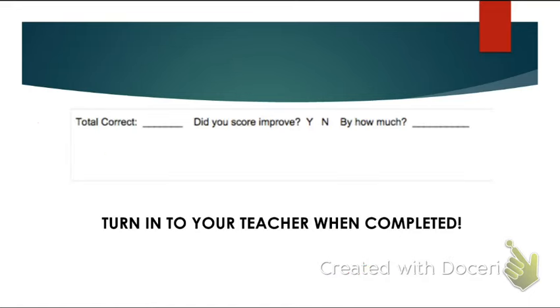Okay, last piece here is the reflection at the bottom, so if you could mark the total correct, and then if you improved your score and by how much, if this is your second or third attempt. If it's your first attempt, you did not improve your score. Make sure to turn in your math fluency worksheet to your teacher when you're finished.